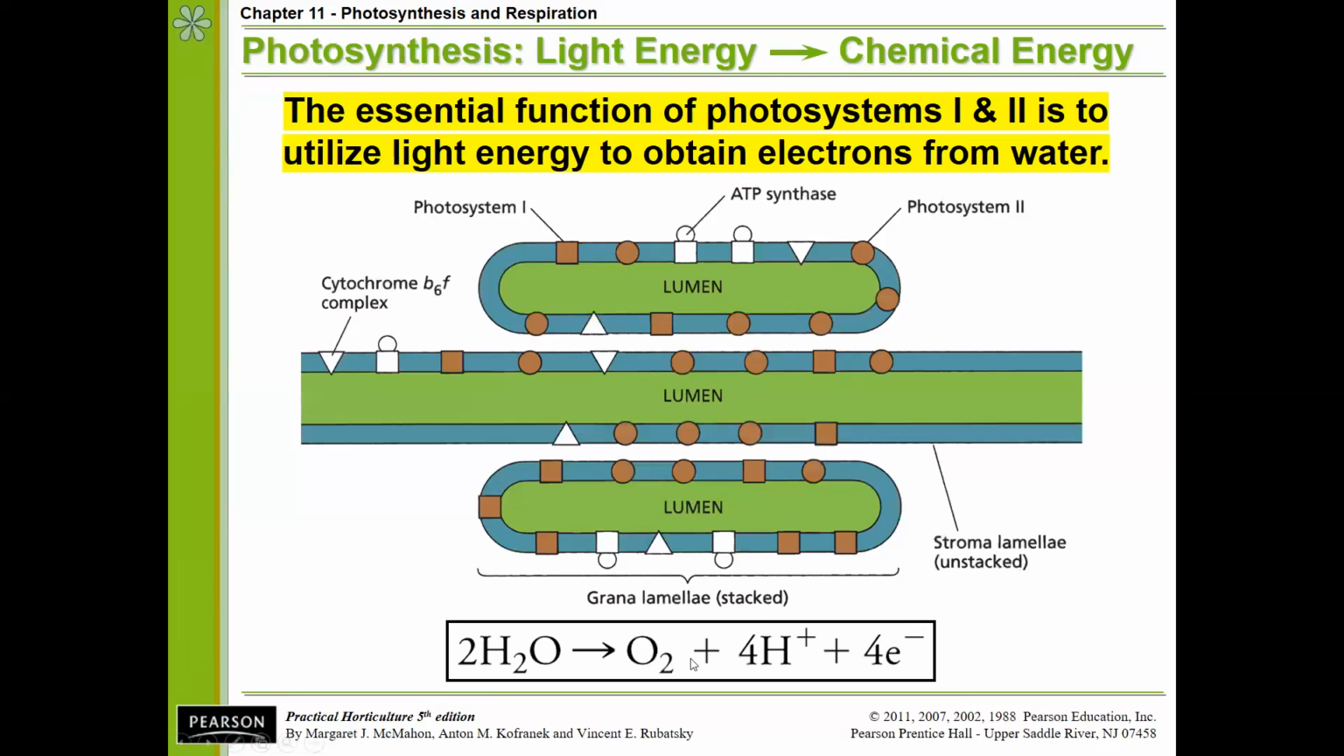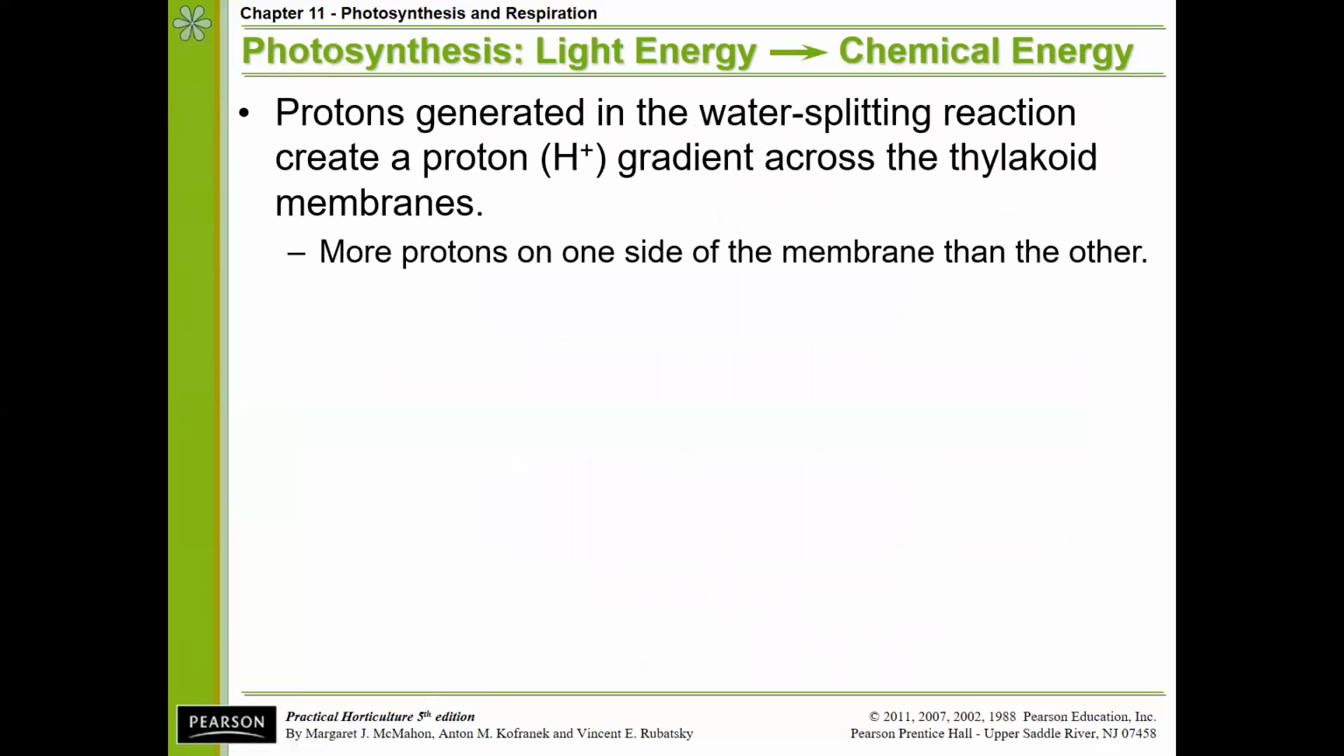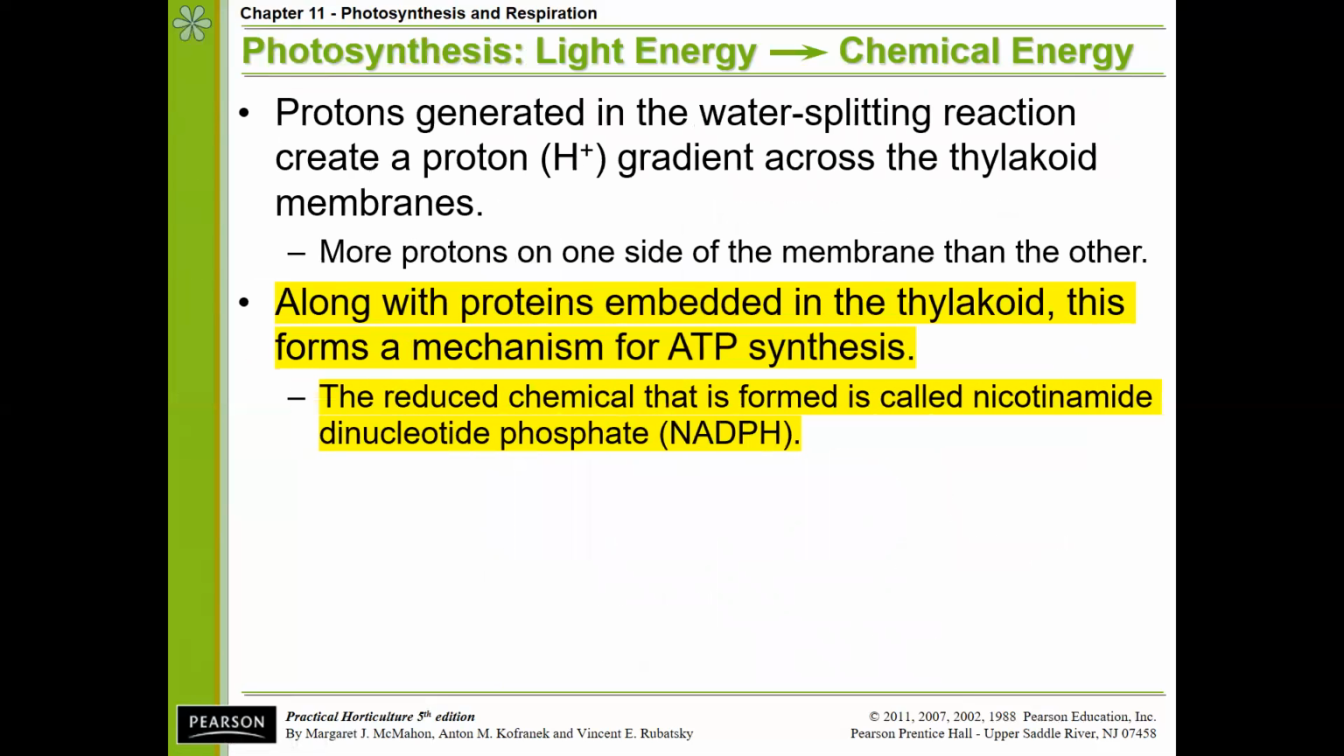And you can kind of see here that we have 4 hydrogen protons. Whenever we see that plus or minus symbol, that's referring to a positively charged ion, a proton, and a negatively charged ion, which is an electron. The protons that are generated in this water splitting reaction create this gradient across these thylakoid membranes and move these protons and electrons throughout.